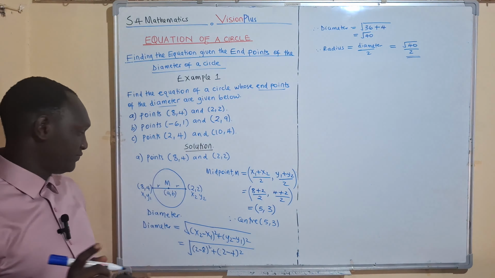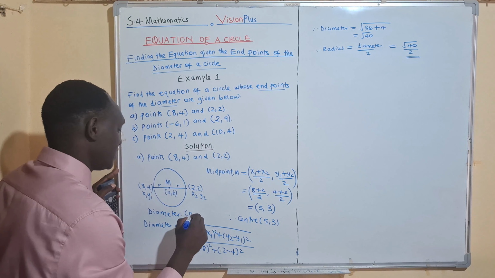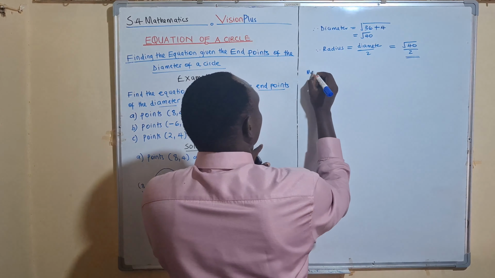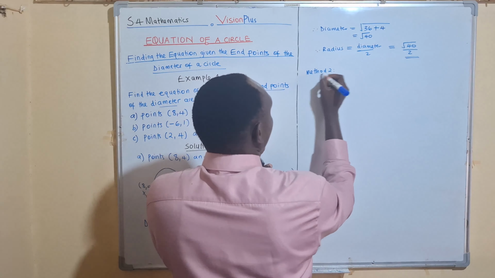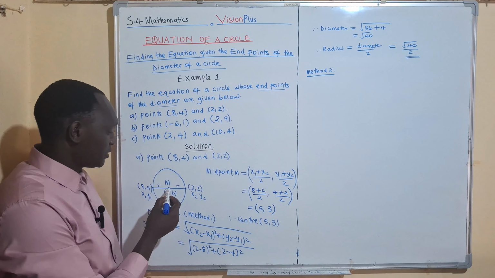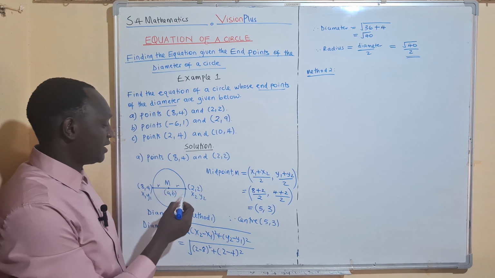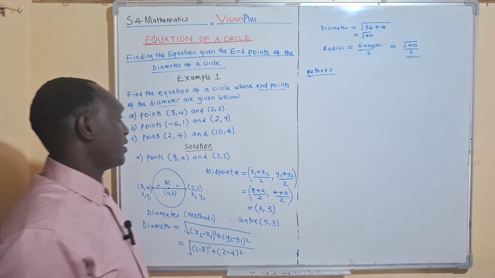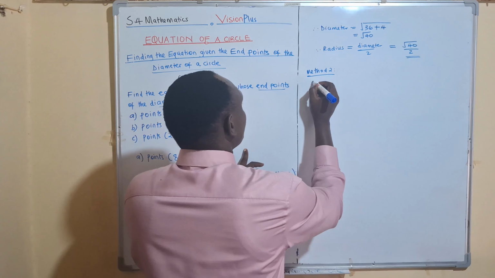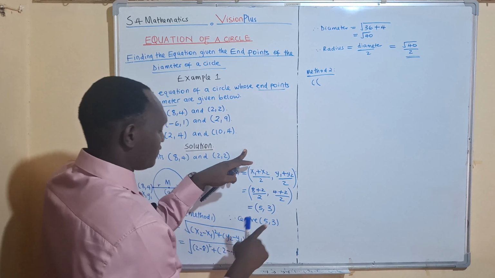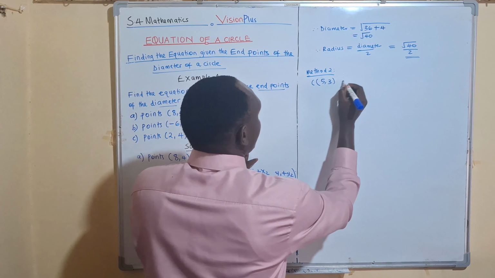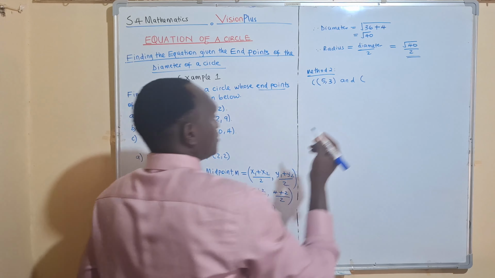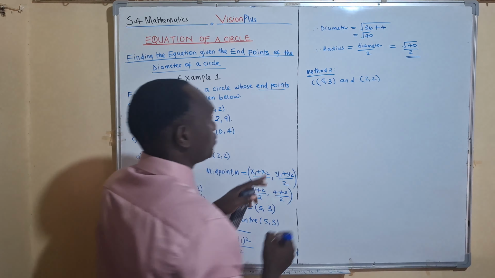Now, that is one method of getting the radius. You first get the diameter and then you divide the diameter by 2. That is method 1. But method 2, we just use the coordinates of the center and any other coordinate on the circumference, either this point or this point, and we get the radius straight away. So for method 2, I'm going to use the coordinates of the center, which are 5 and 3, and any other point on the circumference, like here up to 2. So let me use 2, 2.